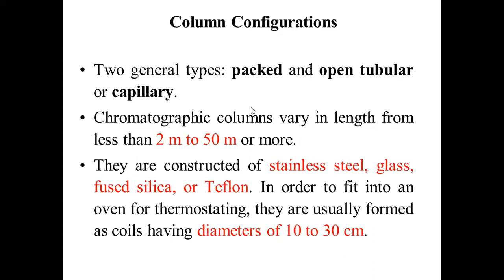The materials used to construct the columns are stainless steel, glass, fused silica, or polytetrafluoroethylene, Teflon materials. While using glass columns, it is an added advantage that glass is transparent. So whether the solute molecules or the separation process is going on, what is the status of the stationary phase inside the chromatographic column, all these things can be seen if we use glass columns. Are you getting my point? Glass columns are transparent.